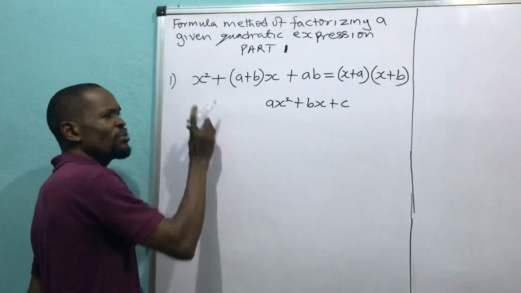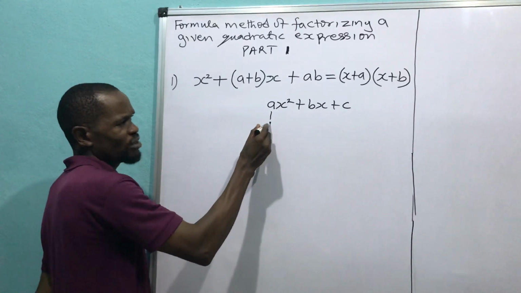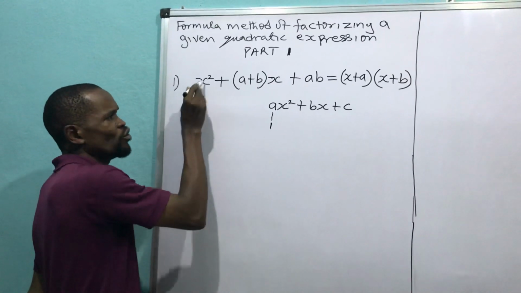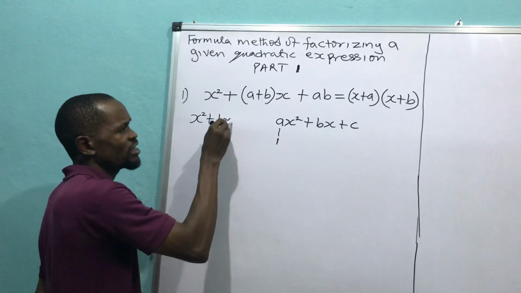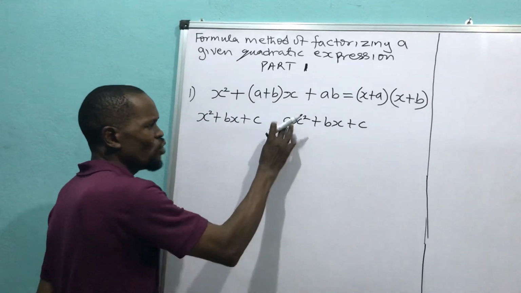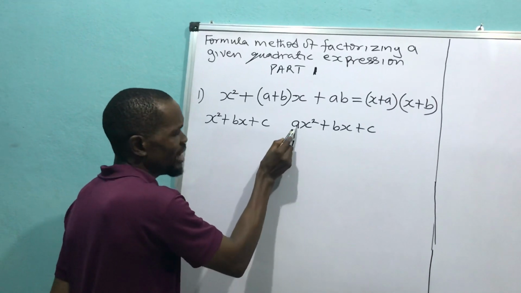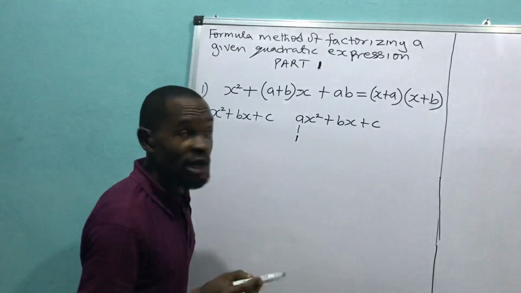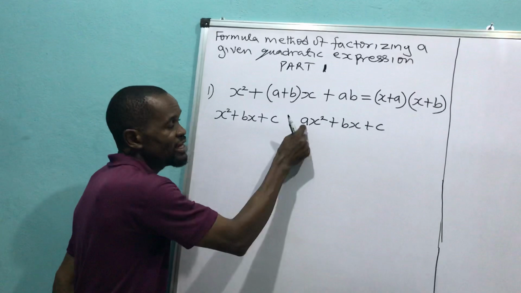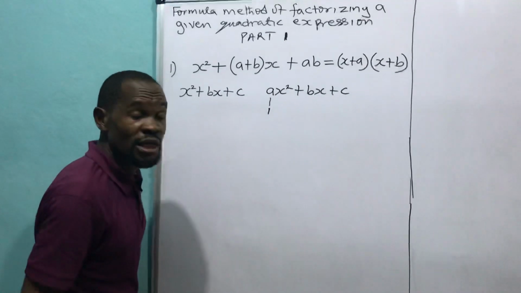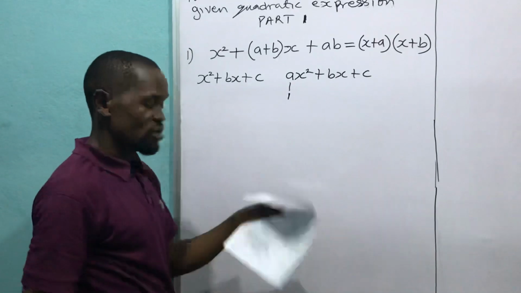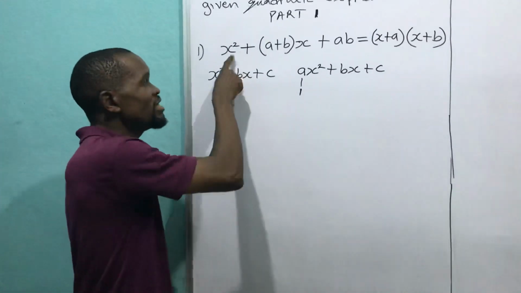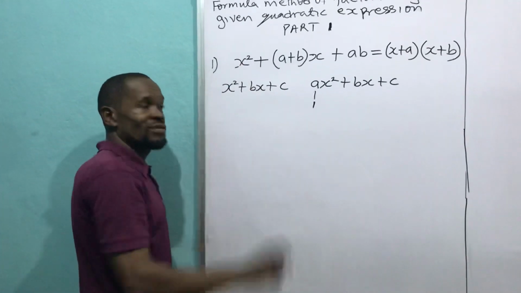For me to use this, a must be 1. That means I'm going to use this when I have x squared plus bx plus c. I will not use this formula when a is more than 1. I will only use this formula when a is 1.